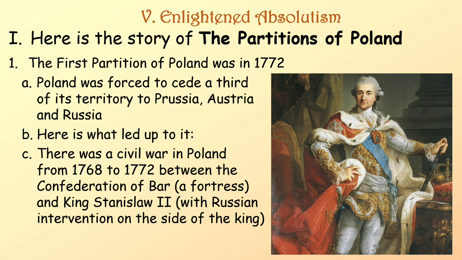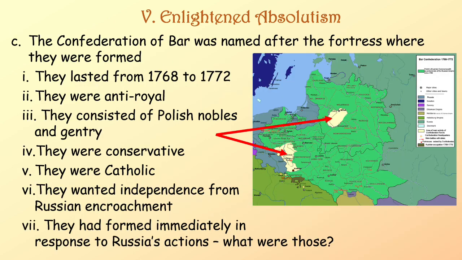Here it is. The first partition of Poland was in 1772. Poland was forced to cede 1/3 of its territory to Prussia, Austria, and Russia, and here is what led up to it. There was a civil war in Poland from 1768 to 1772 between what was called the Confederation of Bar and King Stanislaus II, with Russian intervention on the side of the king. The Confederation of Bar was actually named after the fortress where this group was formed.